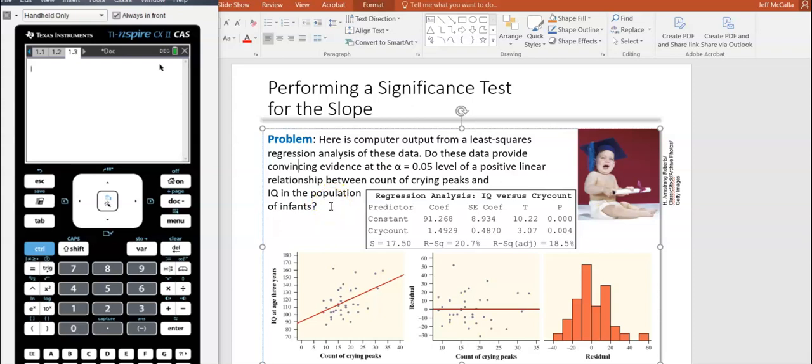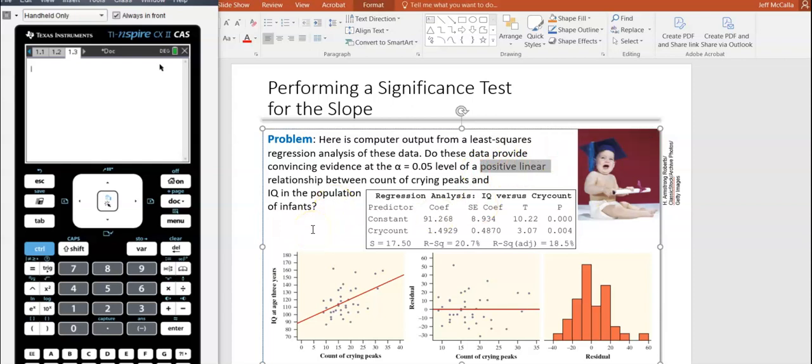The first thing we do is the null and the alternate, right? For this one, the null is nothing going on. There's no relationship between how much you cry as a baby and your IQ. It's silly, right? So there's no relationship. Because it's all about slope, you would say beta is equal to 0 is your null. The slope is 0. There's no positive or negative relationship. The alternate is, because of the direction it gives here, that beta is bigger than 0.